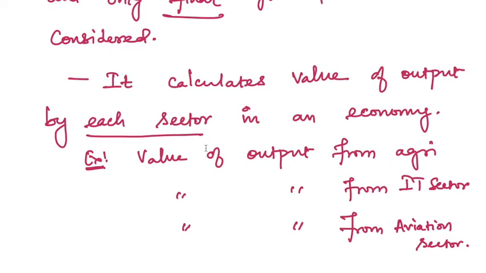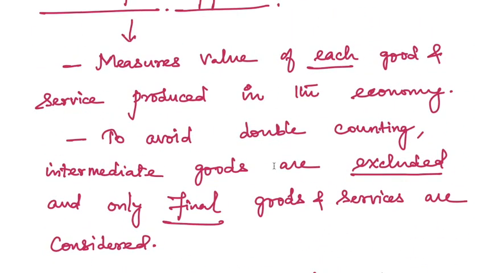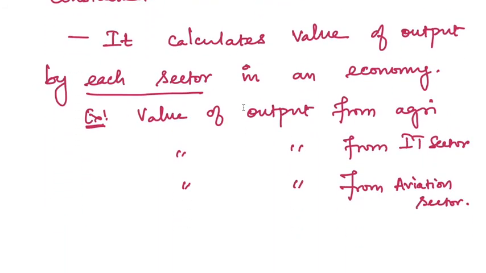It calculates the value of output by each sector in an economy. In an economy you have different sectors: the agriculture sector, the IT sector, the banking sector, and many other sectors. Basically we take the value of output from each of these sectors and add them all up, and then we get the country's GDP according to the output approach. For example, India's output from the agriculture sector, output from the IT sector, and output from the aviation sector.